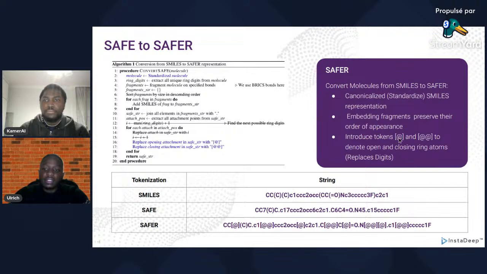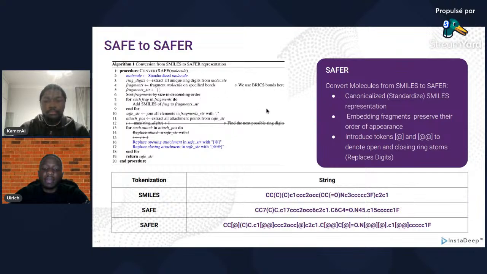In the SAFE representation, the order of the fragments is not preserved. But that doesn't matter for SMILES, for molecule representation. You don't need a specific order for the fragments. You could place the fragments in whatever order you want. But we decided to preserve the ordering of the fragments, so we removed the sorting of the fragments.